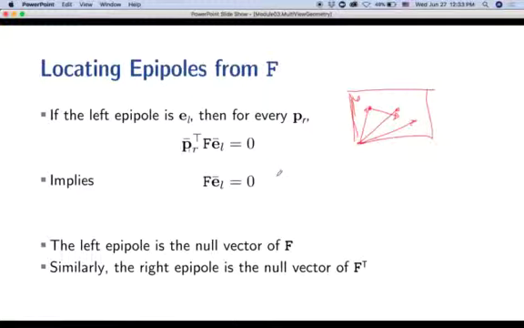So I can just find the left epipole and the right epipole. They are actually embedded within F. I can just find the right and the left null vectors of F to find the epipole. Just do SVD of F or F transpose, depending on which epipole you want, and find the column of V corresponding to the 0 singular value.